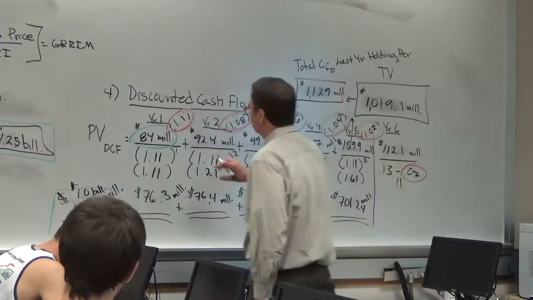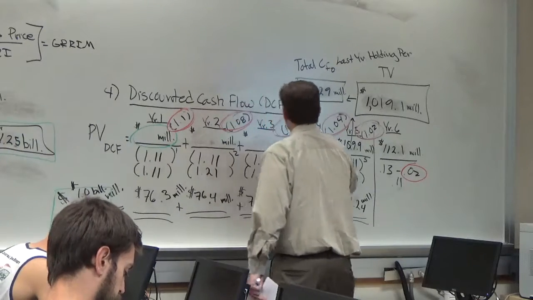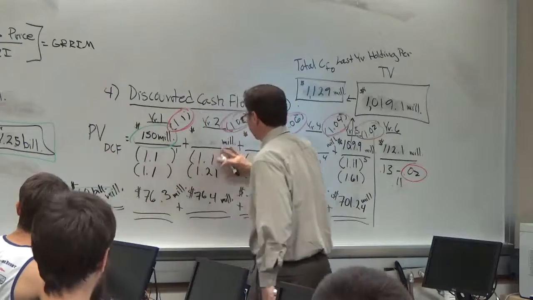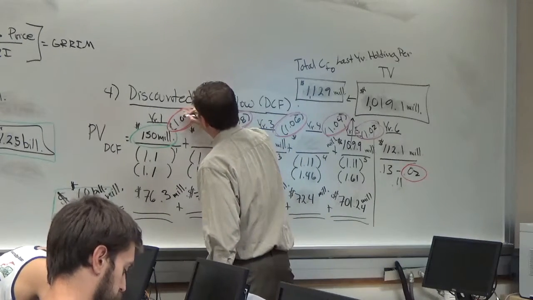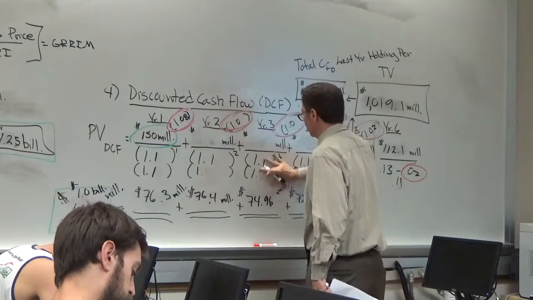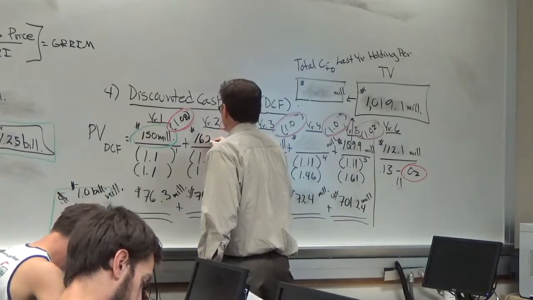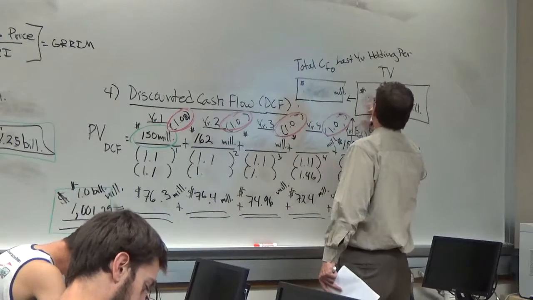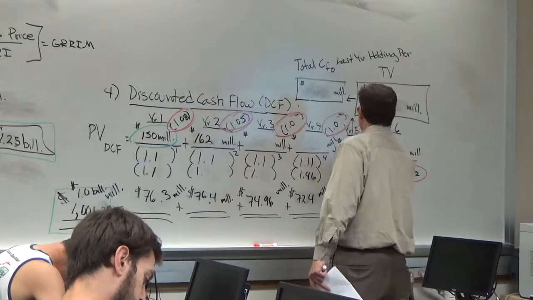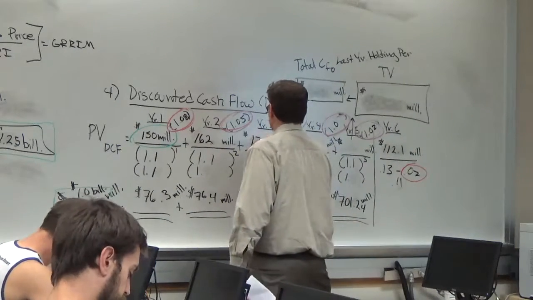What was our initial year cash flow? Next year's cash flow, sorry about that. 150. And what's the growth rate to get to the second year? 1.08. And what's 150 times 1.08? 162. And then how do we get year three cash flow? 1.05. So what's 162 million times 1.05? 170.1.